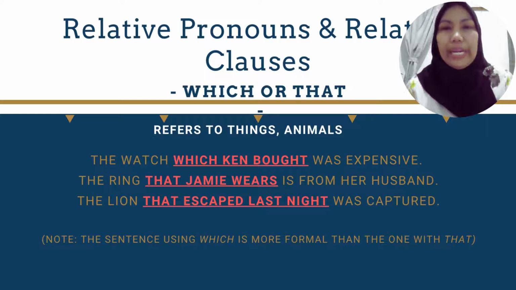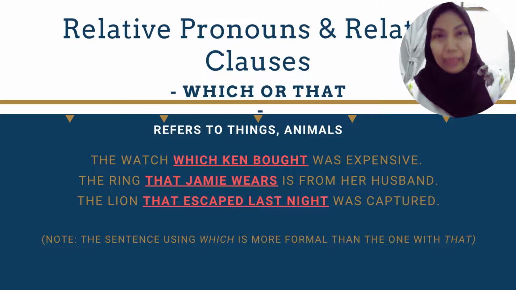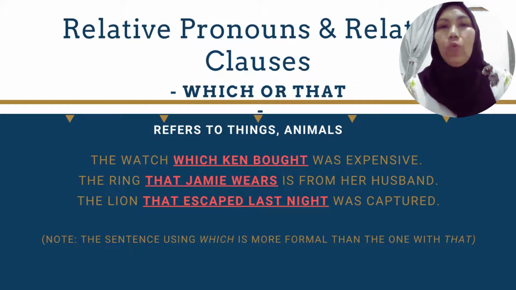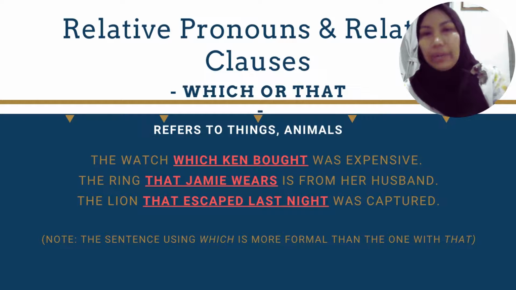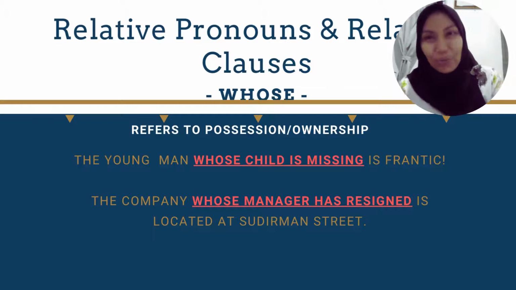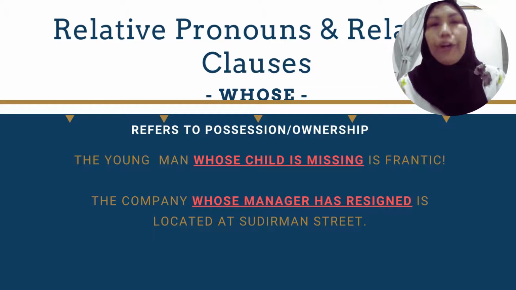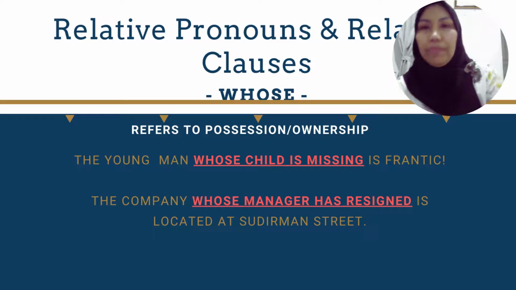The next one is which or that. We use which or that to refer to things or animals. For example, the watch which Ken bought was expensive. The ring that Jamie wears is from her husband. The next one is whose, that refers to possession or ownership. For example, the young man whose child is missing is frantic.